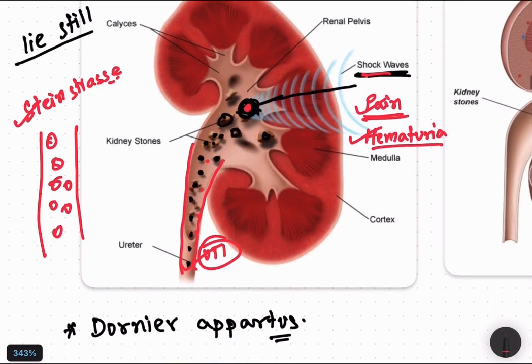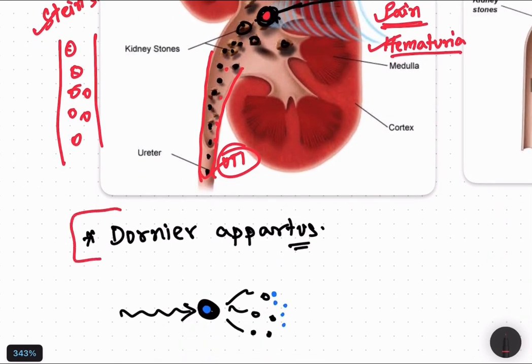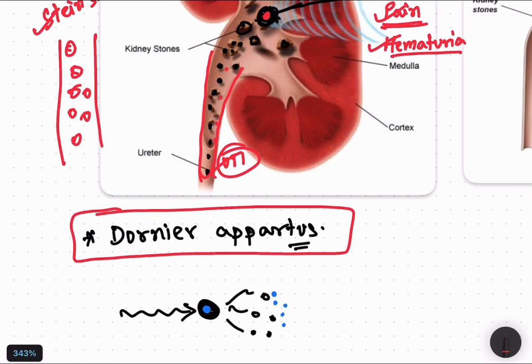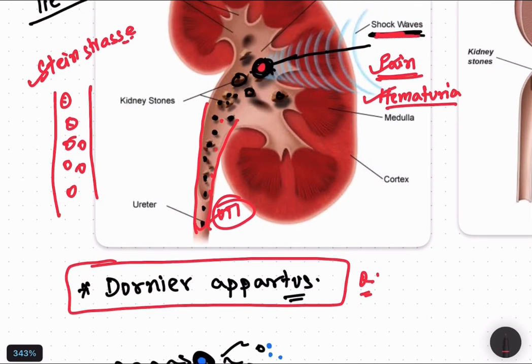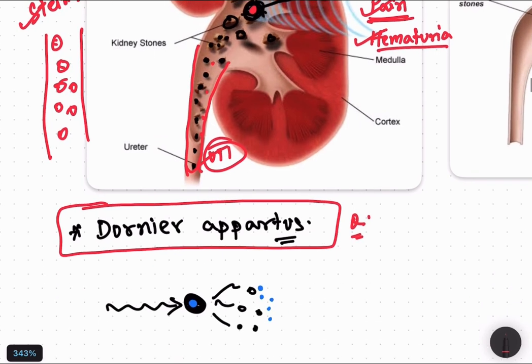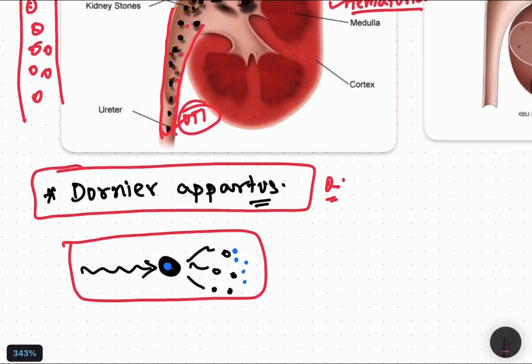A very important thing: the apparatus used for delivering the shock wave is known as the Dornier apparatus. It's the strongest apparatus that delivers these ultrasonic shock waves. Now, this is not a single sitting surgery. Multiple sittings are required in case of a large stone. You have to do it multiple times, and if the patient is not compliant and does not want multiple sessions, it should not be done.